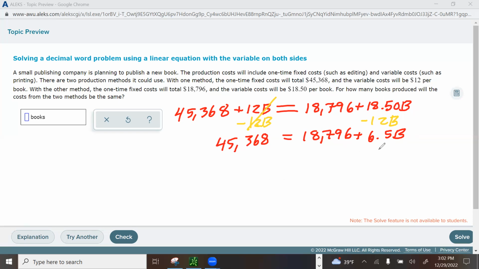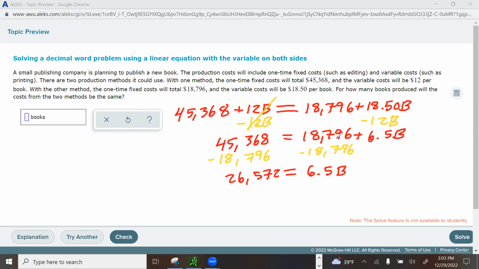All right. So now we need to get this number and this number away from the b. And so we'll take the number that's being added to the b first. Okay. So I'm going to subtract 18,796 from both sides. All righty. And let's see, when we get done subtracting, we're going to get 26,572 equals 6 and a half B.